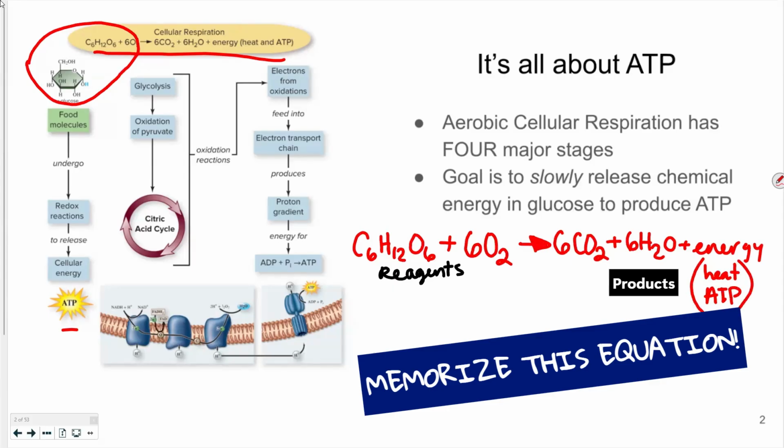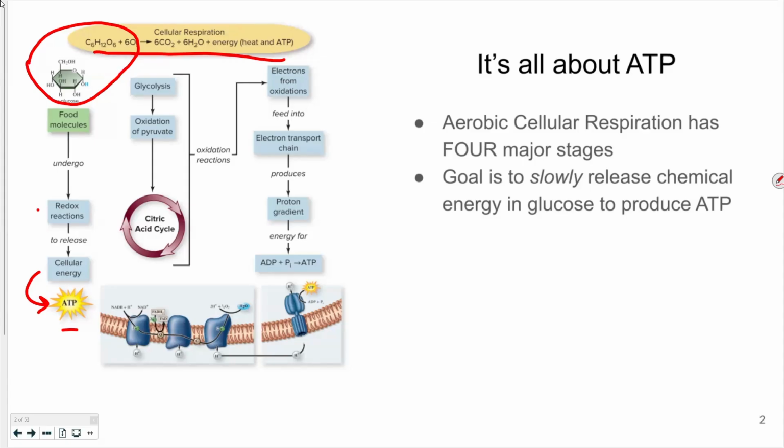Our food molecules are going to undergo redox reactions, those reduction oxidation reactions, and that's going to release cell energy that our bodies are going to use to produce ATP. It's going to break down sugar using 4 different stages.